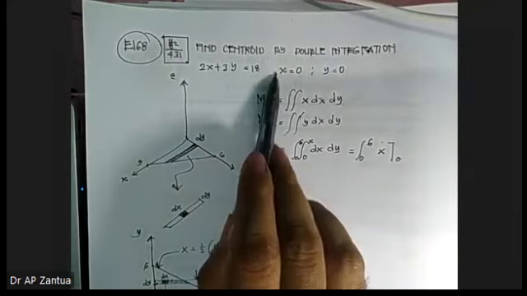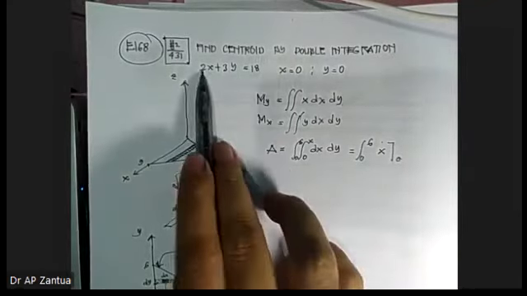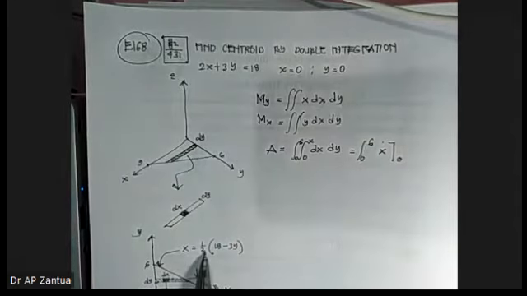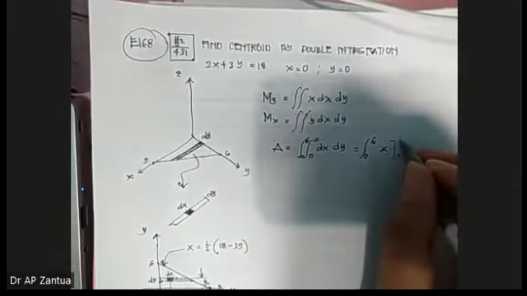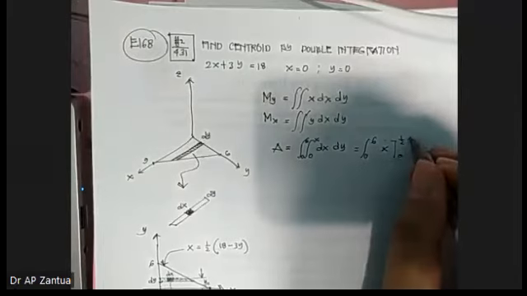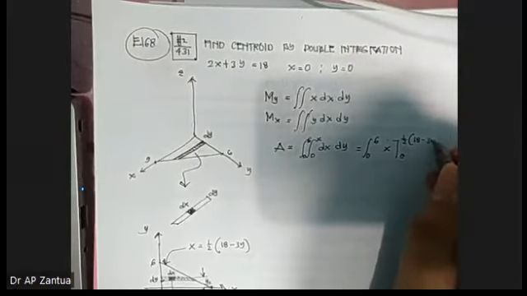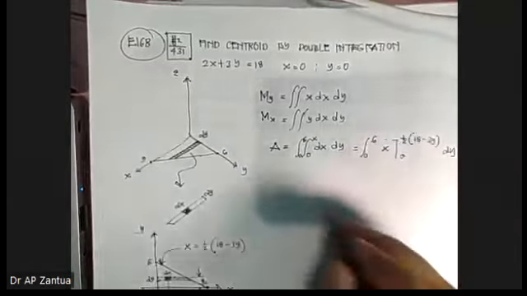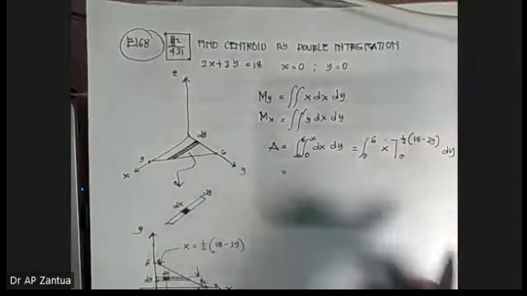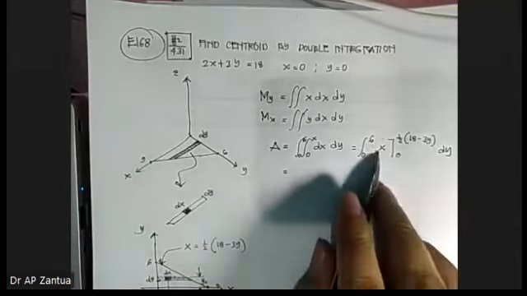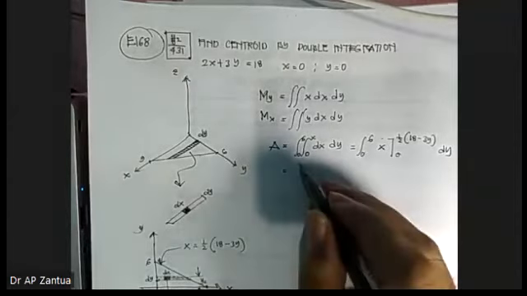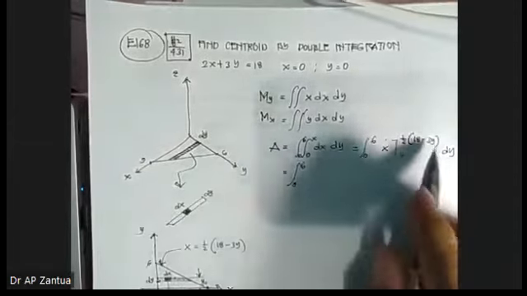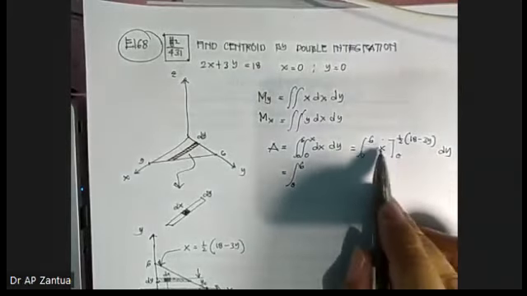Transfer to the other side. 18 minus 3y, divide by 2. So 1/2 (18 minus 3y), okay? So that is the value of the upper limit. Then dy. So what is the area? From 0 to 6. If you substitute 0, that is 0.